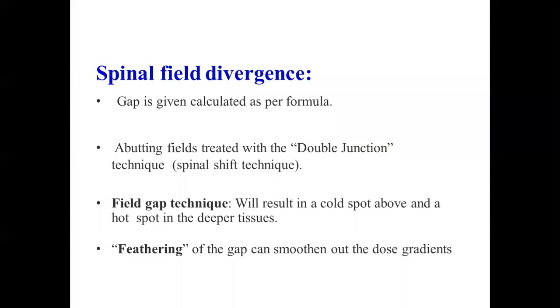Coming to spinal field divergence, the gap is calculated as per formula, and the abutting field is treated with double junction technique or spinal shift technique. The other technique is the field gap technique. It will result in a cold spot above and a hot spot in the deeper tissues. And the other technique is the feathering technique. The feathering of the gap can smoothen out those gradients. These are the four techniques to overcome the spinal divergence problem.